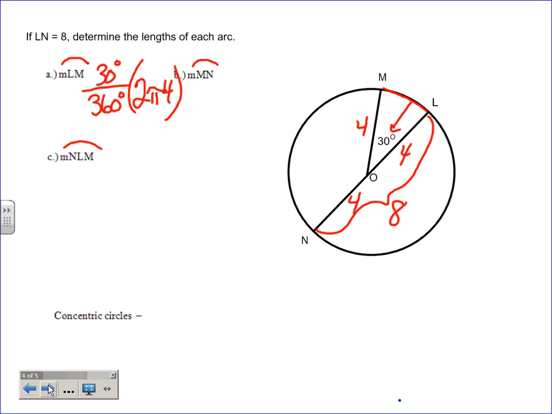So what do you think when you finish this? Is this answer going to be more than 4 or less? Again, you're talking about LM, which is this little one right here. If I straighten that out, do you think that's going to be more than 4 or less? Okay, I heard less. I would have to agree with that. And calculators are working away. What'd you come up with?